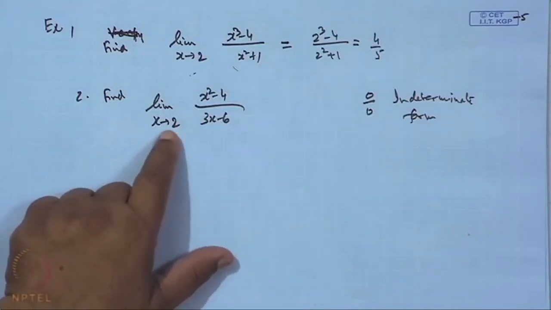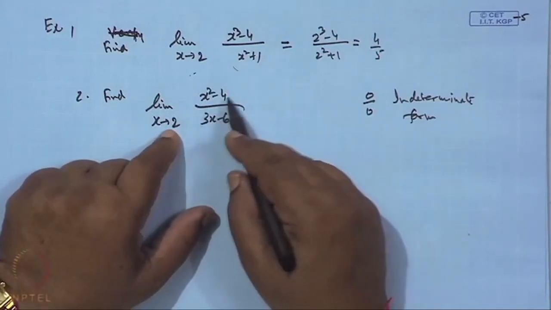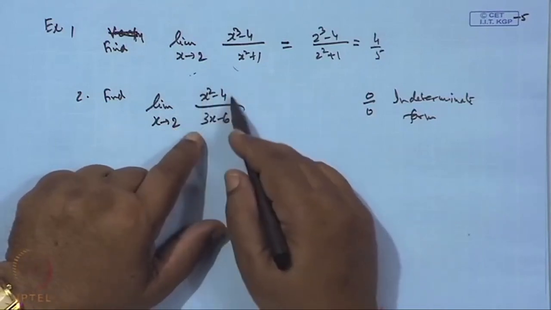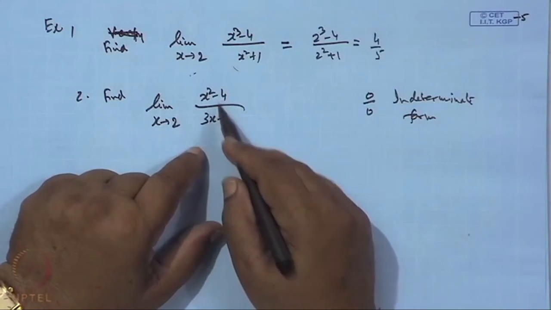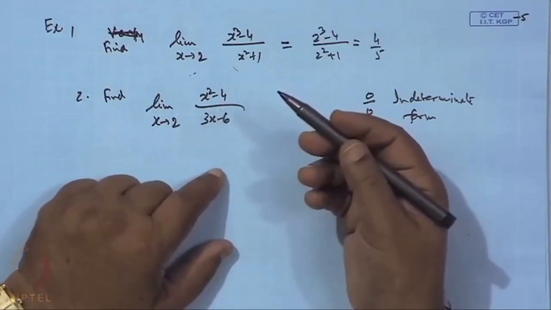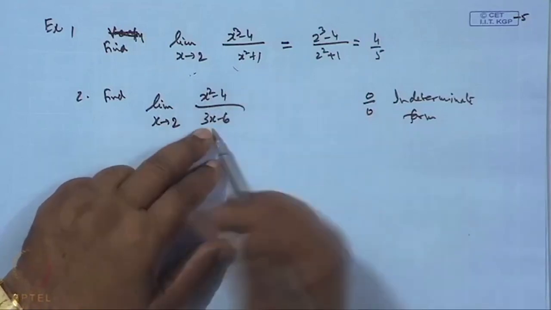Obviously, when we say that x tends to 2, the numerator is 0 and the denominator is 0. It means there must be one factor involving x minus 2 in the numerator as well as x minus 2 in the denominator, then only numerator and denominator both are tending to 0. So, remove that x minus 2 factor.